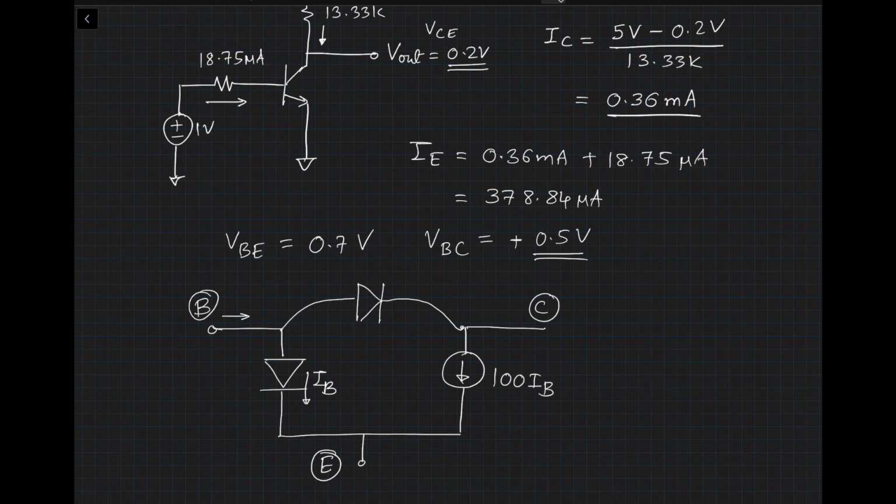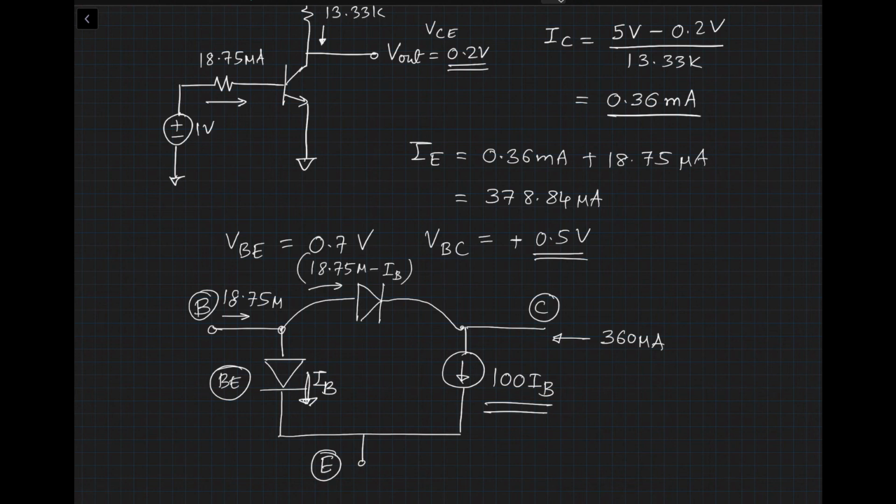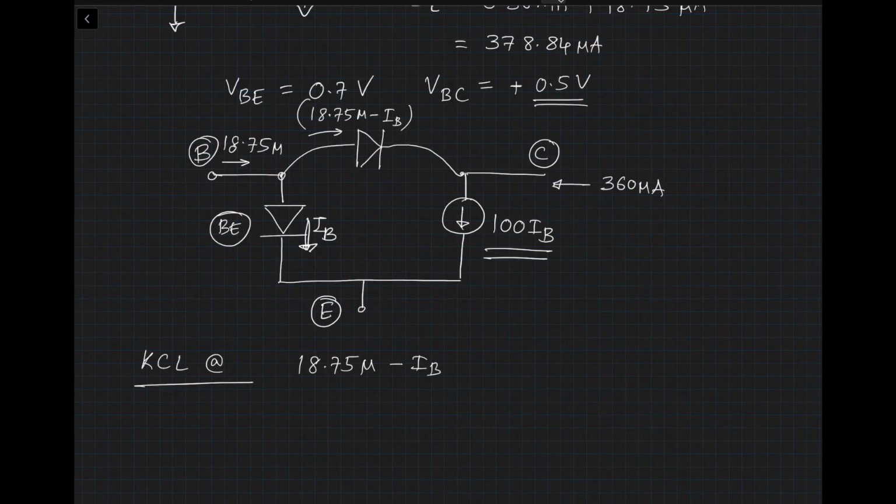So we know that the base current is 18.75 microamps, and there is a current IB which will flow through your VBE diode, the base emitter diode, and 100 times IB will flow from the collector. We know the collector current is 360 microamps. So first, Kirchhoff's current law at the base node will give us the current flowing through the forward biased base collector junction diode, which is equal to 18.75 microamps minus IB.